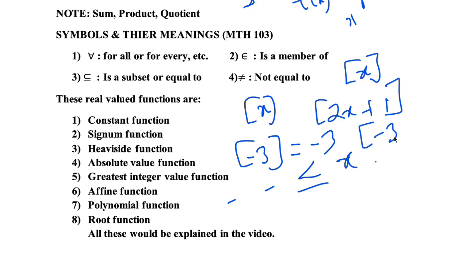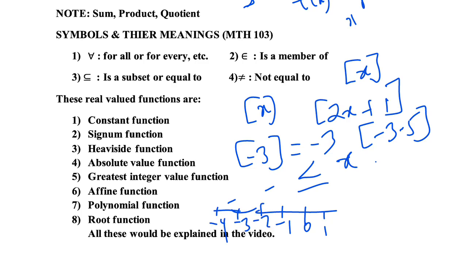But if it's fractional, sorry, if you have minus 3.5, you look at the number line. We have 0, 1, minus 1, minus 2, minus 3. Before minus 3, you have minus 4. Minus 4 is less than minus 3. So minus 4 is the greatest integer that is less than or equal to minus 3.5. And that is minus 4.